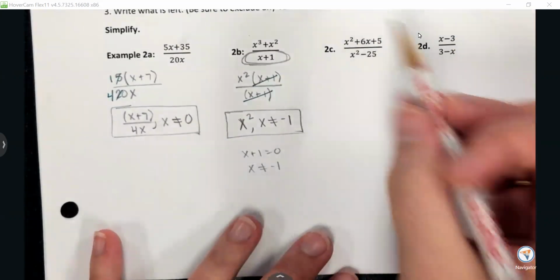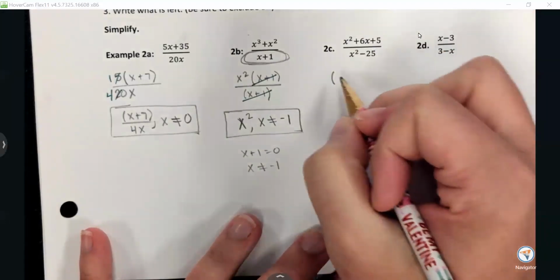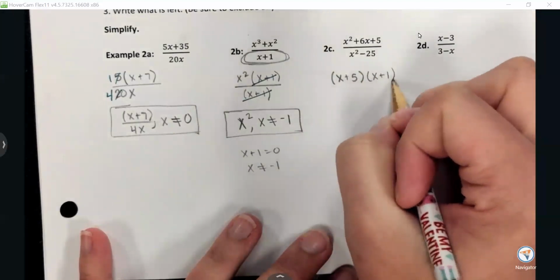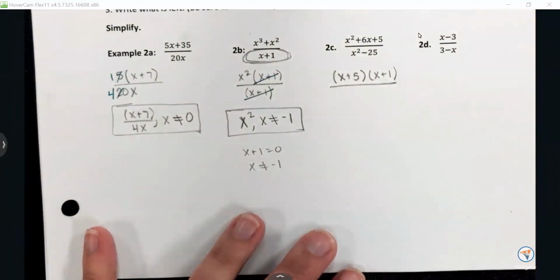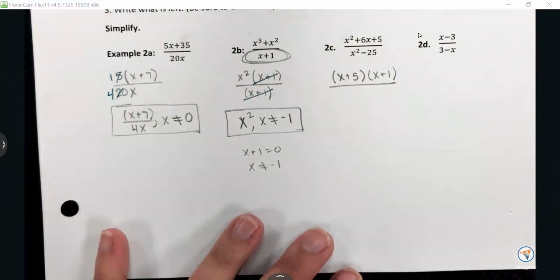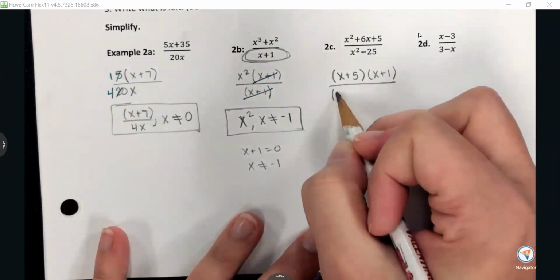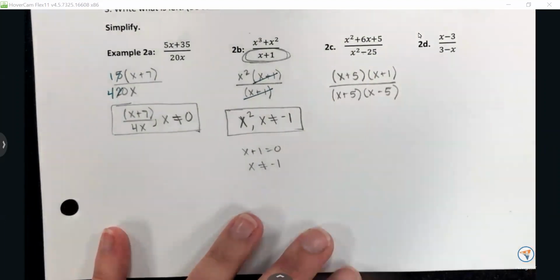All right, so letter C, factor the top and get your 2 factors for me. And then factor the bottom. How do I know I can factor the bottom? It's a difference, and 25 is a perfect square. So that would be an x plus 5 and an x minus 5.